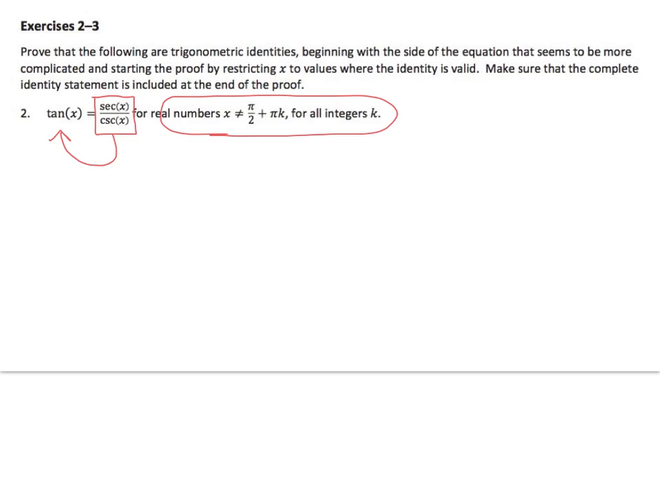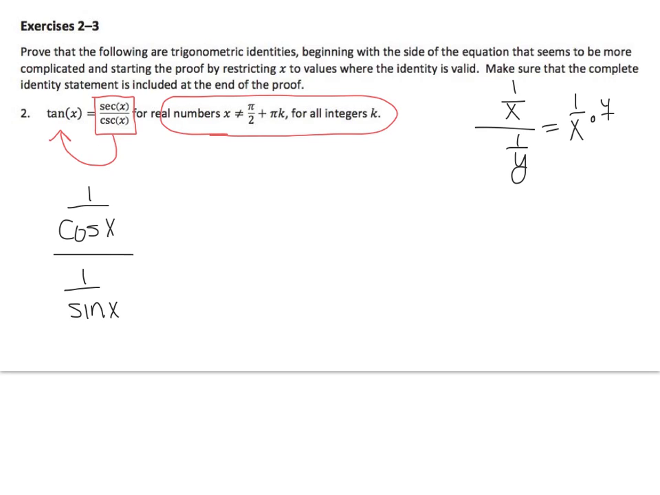Well, secant x is the same as 1 over cosine x. And cosecant x is 1 over sine x. Well, now I just have two fractions in division. I can simplify those two fractions. I mean, if I said 1 over x divided by 1 over y is equivalent to 1 over x times their reciprocal, y over 1, which equals y over x. I'm doing the same thing here.